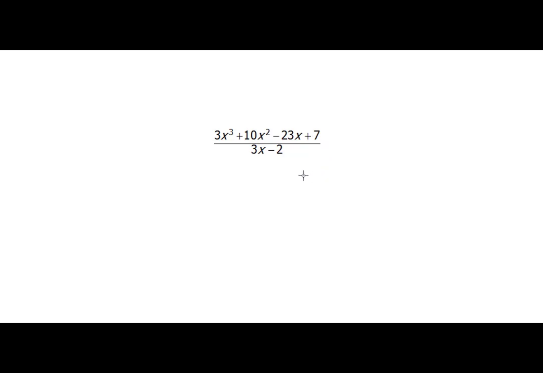So lastly, I want you to divide this using long division. Bring that work to class, and we'll open up class by checking that.